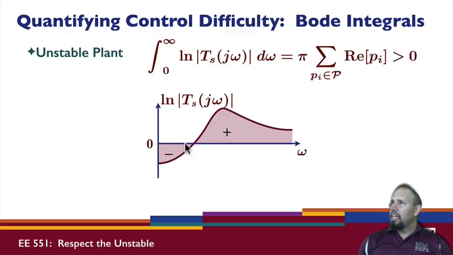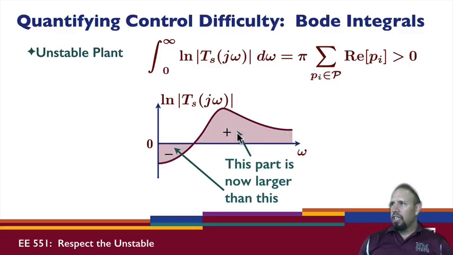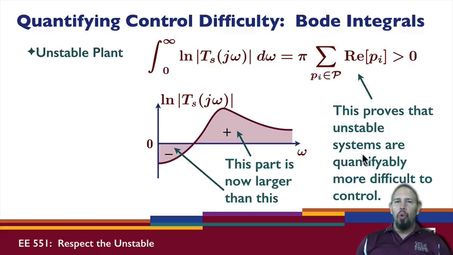So what is this saying then? This is saying that the area down here is less than the area over here. That is, this is a positive quantity, which means I'm going to have more area above the 0 line than I will have below. Okay, so this part is now larger than this part. And what this proves is that unstable systems are quantifiably more difficult to control. So instead of having 0 here, I have something positive, and that means that there's a shift between these two areas. That makes it quantifiably more difficult.